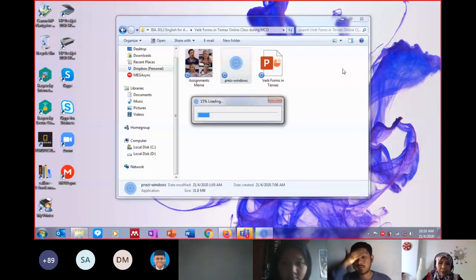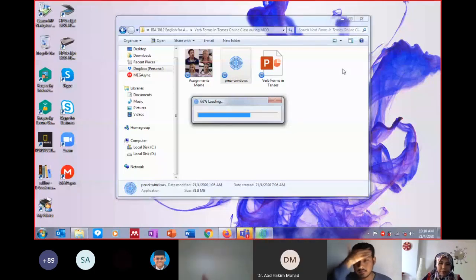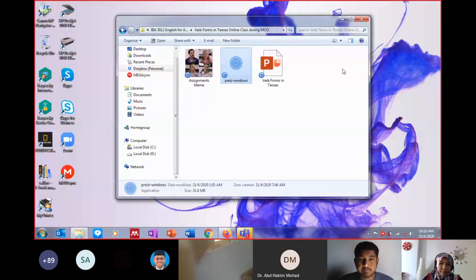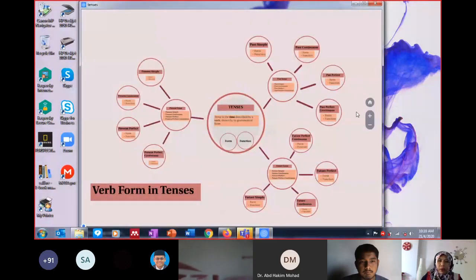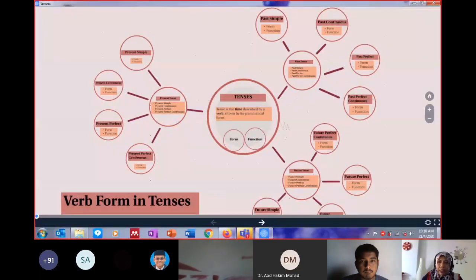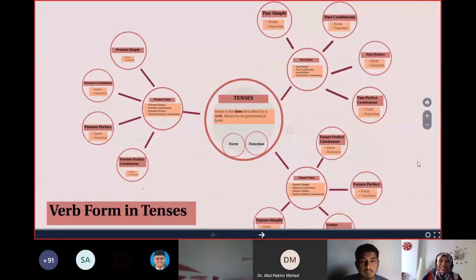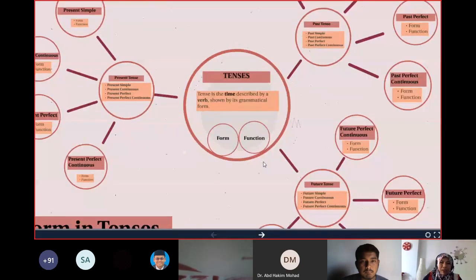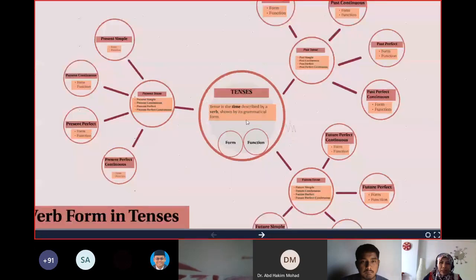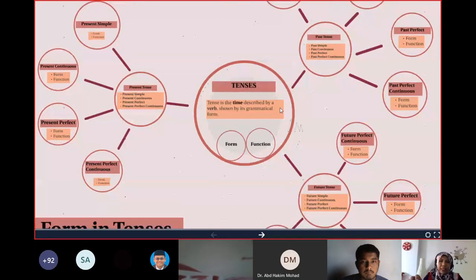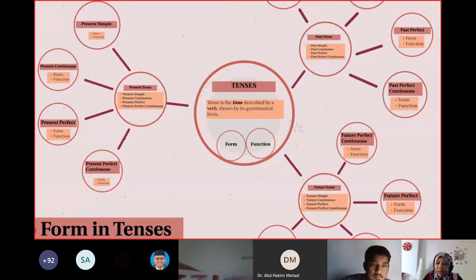Normally in grammar lessons, for most students who join any English classes, and I'm sure some of us remember this from school, whenever we join an English class, when the teacher explains tenses, they would go from one tense to another. So what does tense mean? Tense is the time described by a verb, shown by its grammatical form.